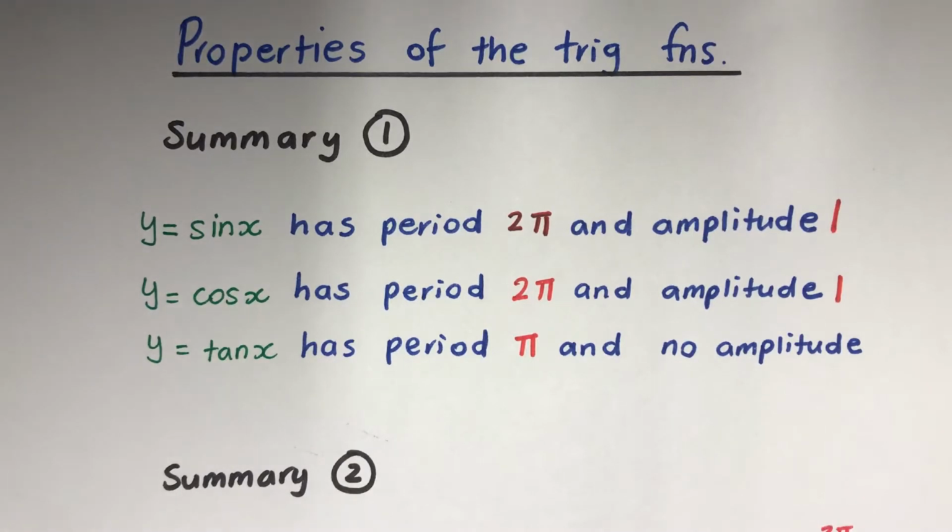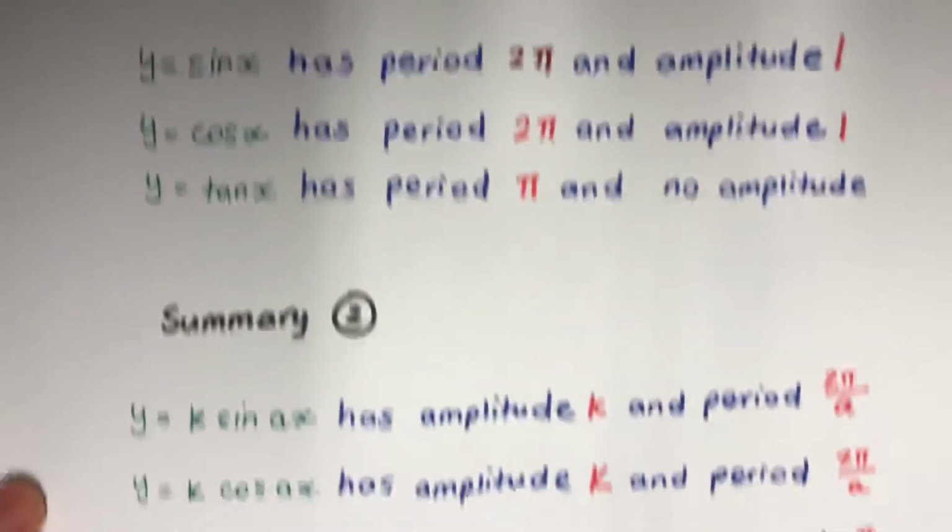Y equals sine x has a period of 2 pi and amplitude of 1. Y equals cos x has a period of 2 pi and amplitude of 1. Y equals tan x has a period of pi and no amplitude. Now, if you don't understand, have a look at my previous videos that will explain it with graphs.